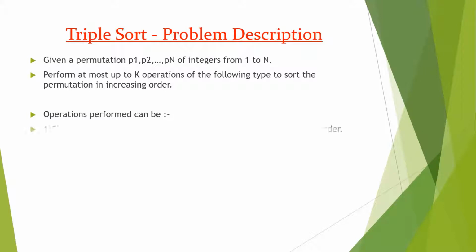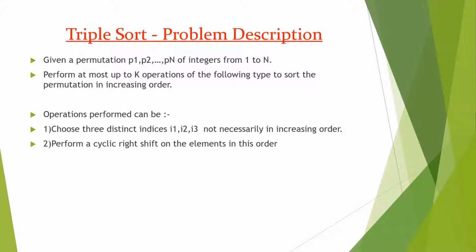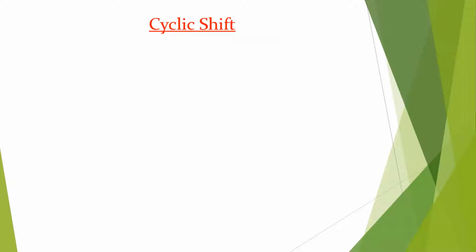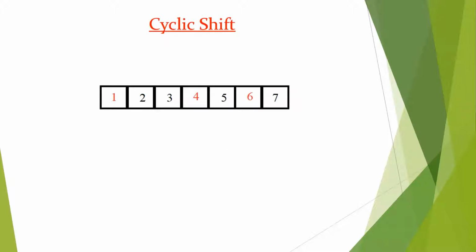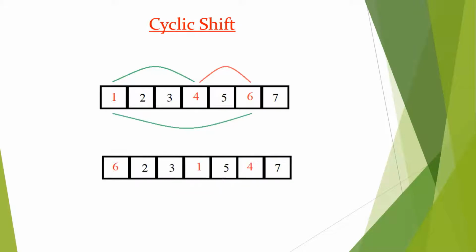The operation performed can be: choose three distinct indices I1, I2, I3, and we can perform a cyclic right shift on them. A cyclic right shift means, suppose we choose the elements 1, 4 and 6 in this permutation. 1 gets shifted to the position of 4, 4 gets shifted to the position of 6, and 6 gets shifted back to the position of 1. So this is basically a cyclic right shift.